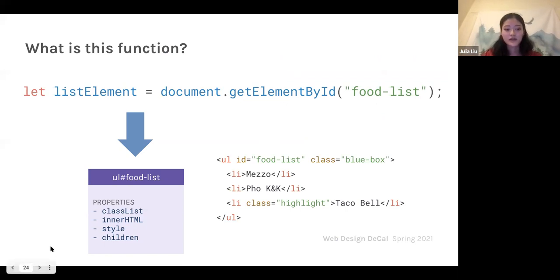As you can see here, we have the UL food-list element, and within that we have the 4 properties as we mentioned before. So when you do let listElement equals document.getElementById on food-list, it essentially returns this entire HTML element with all of the list elements inside of it, and it assigns that value to the variable listElement. This might seem like a lot, but we'll go into a demo later on to show exactly how this works.